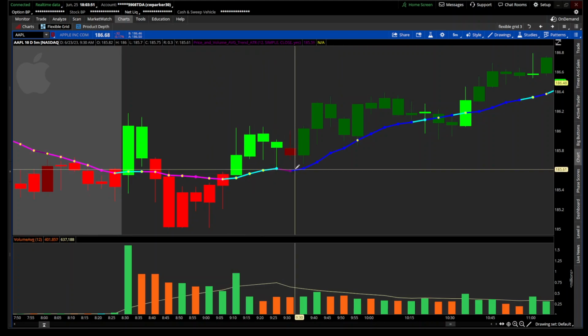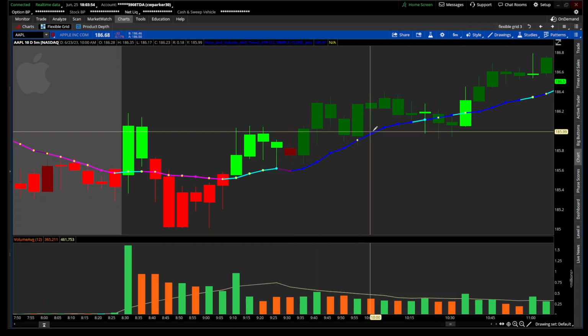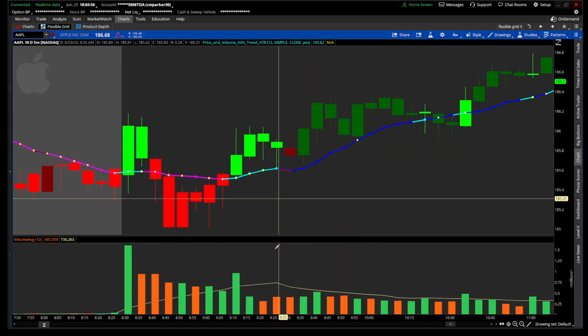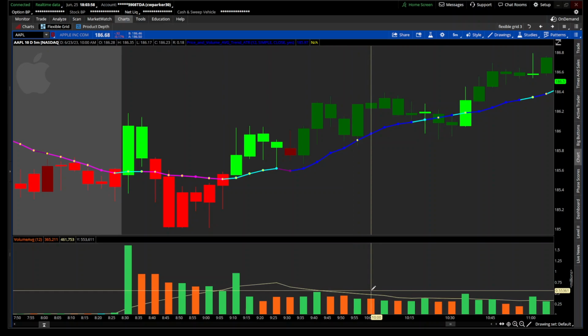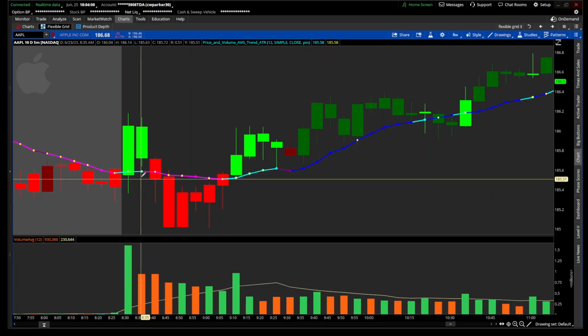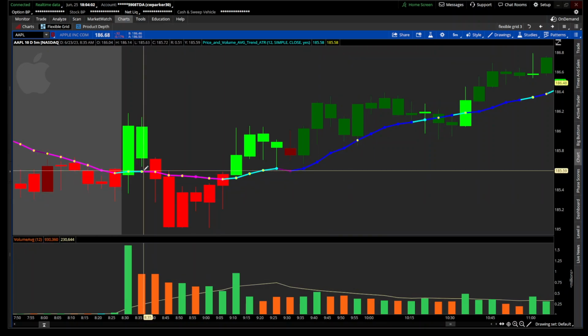Price is increasing. Price average is increasing here, but volume average is decreasing. You can see right there. So that shows a divergence. Same situation here. You can see the price is decreasing and volume is increasing. Even though that's a divergence, it's also an indication of a strong downtrend, downward period.